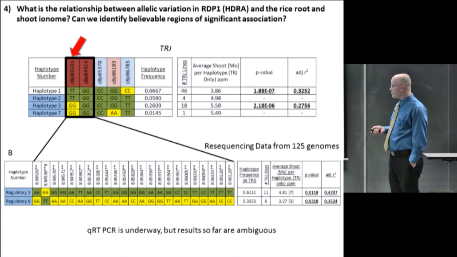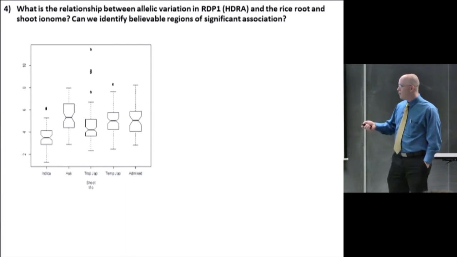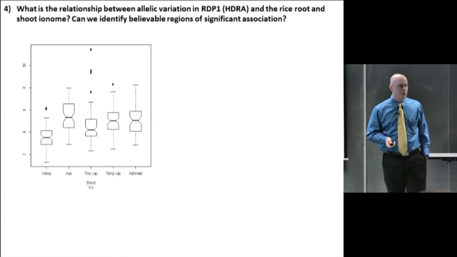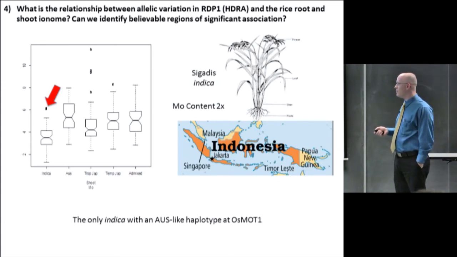Okay, so this is another cool story. Okay, indica, really low for molybdenum. Turns out that guy right there has twice as much molybdenum as any other indica in the whole analysis. His name is Sigadis, and he's an Indonesian variety. Maybe it's a she, I don't know.